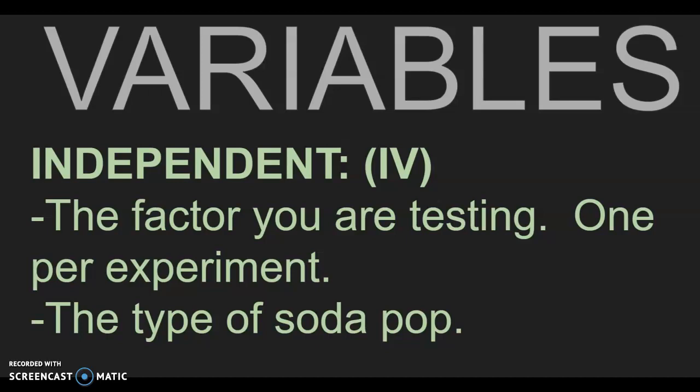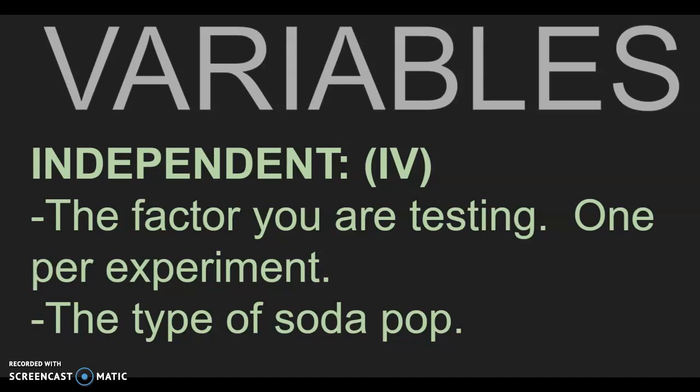They're big deals. So your independent variable, also referred to as the IV, is the factor that you are testing, or the one thing that you're going to manipulate in this experiment. And it's very important that you only have one in an experiment. One of the big flaws that you might encounter in an experiment is by testing too many things.